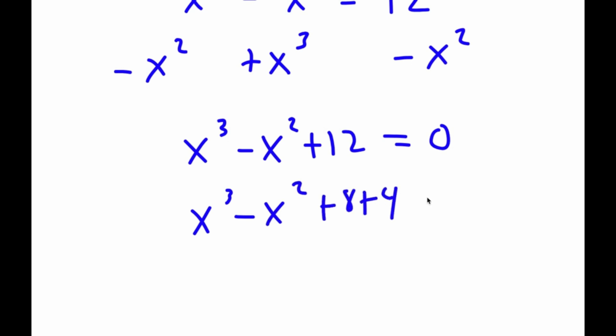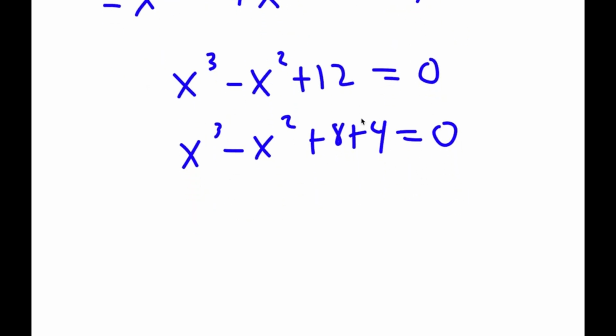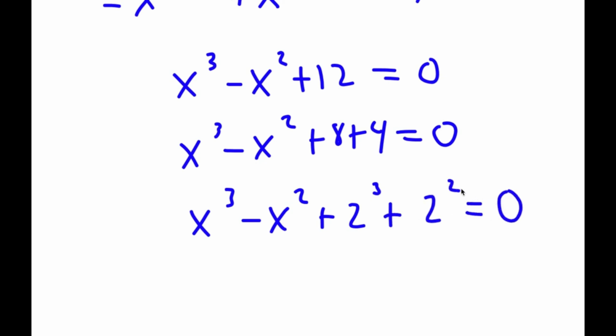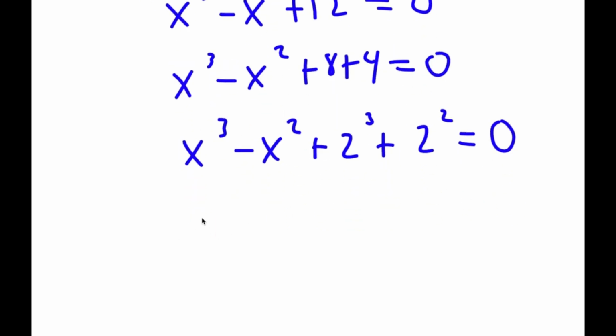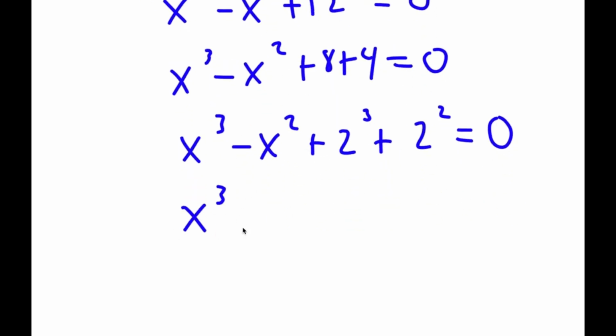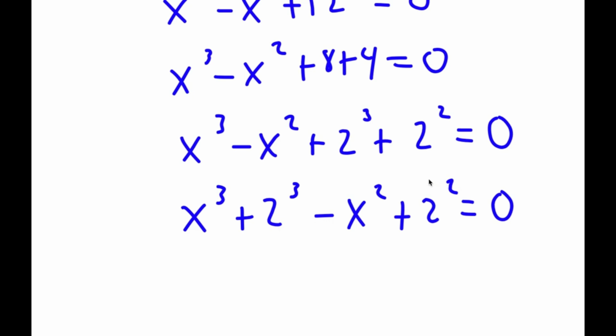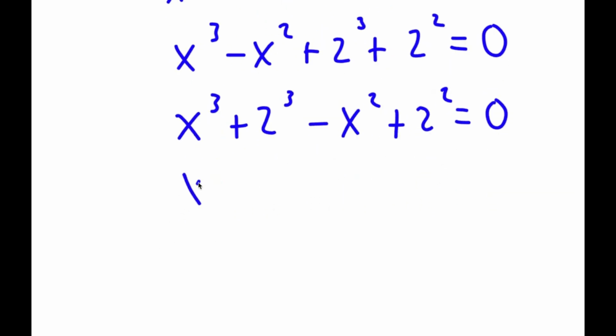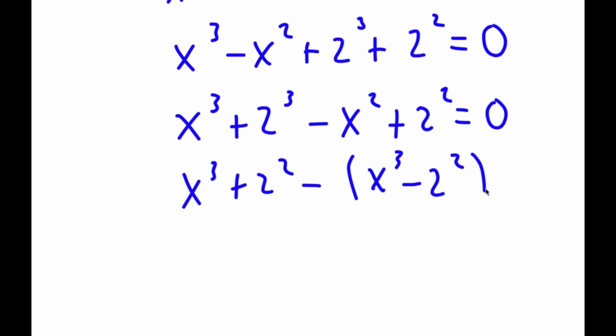as 8 plus 4. Now 8, this is the same thing as 2 to the power of 3, and 4 is the same thing as 2 to the power of 2. So now if I switch the order of these, I get x to the power of 3 plus 2 to the power of 3 minus x to the power of 2 plus 2 to the power of 2 is equal to 0. And now from here, if I factor out negative 1, I get negative x to the power of 3 minus 2 to the power of 2 is equal to 0.